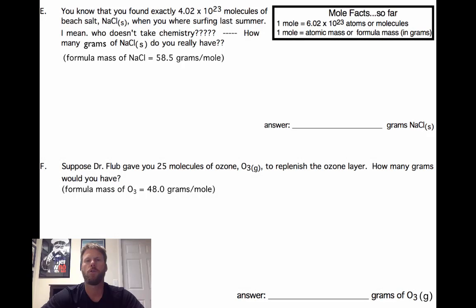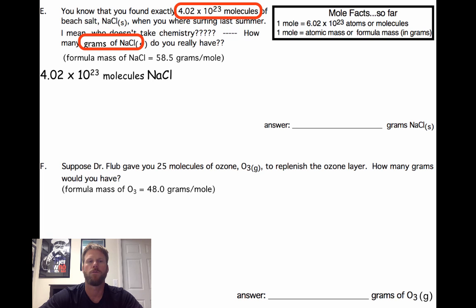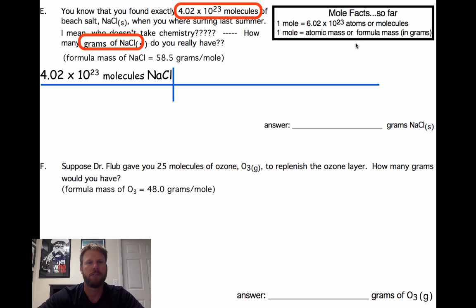All right, what happens if we go the other way? What if we're given the molecules and we want to know how many grams we have? So let's say we have 4.02 times 10 to the 23rd molecules of beach salt, and we want to know how many grams that is. Well, once again, start with what was given to you. So 4.02 times 10 to the 23rd molecules. We're going to have to use our mole facts again and convert from molecules to moles, and then moles to grams. So we want to use Avogadro's number first.